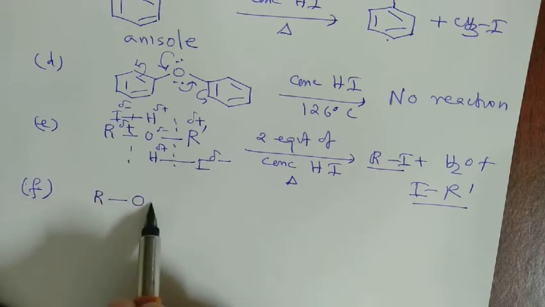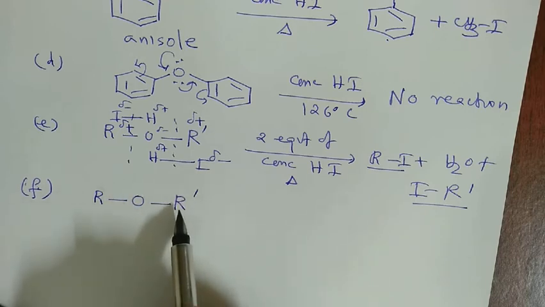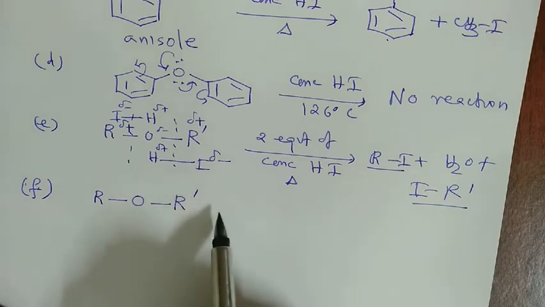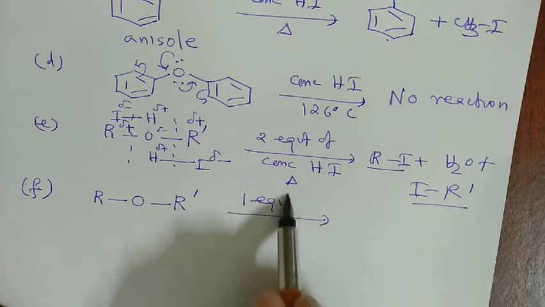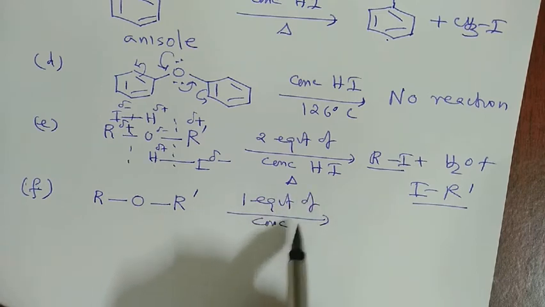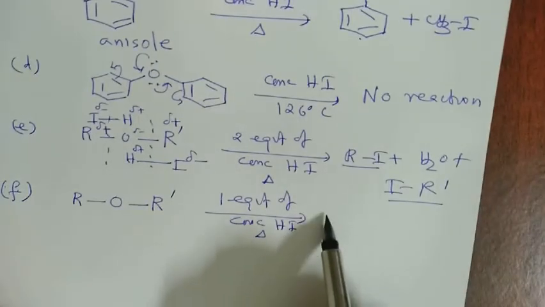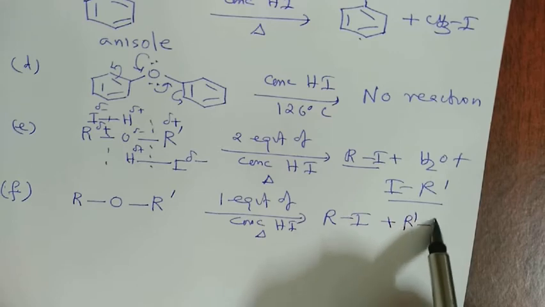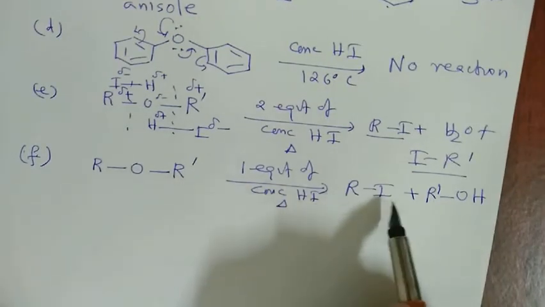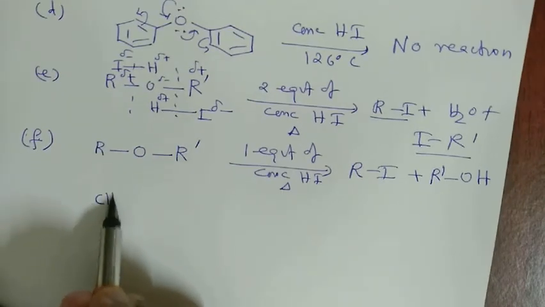Unsymmetrical ethers having primary or secondary alkyl groups, on heating with 1 equivalent or 1 mole of concentrated HI, give a mixture of lower alkyl iodide and higher alcohol. Lower and higher are with respect to the number of carbon atoms.